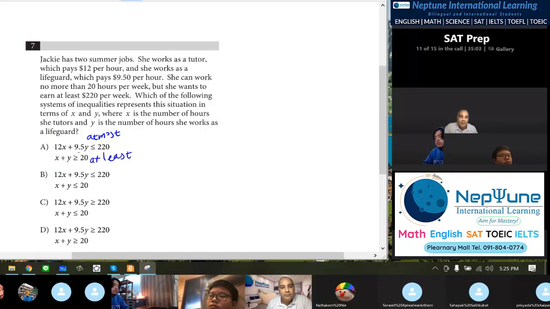Whatever this one is should be at least 20. Again, what is this one? This is at most, like maximum. Maximum 20, not more than 20. This one is at least, and this one is at most. This is at least, and this one is also at least.